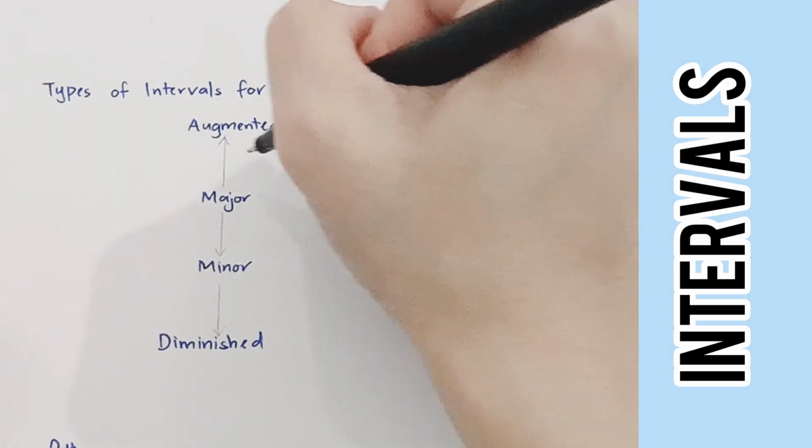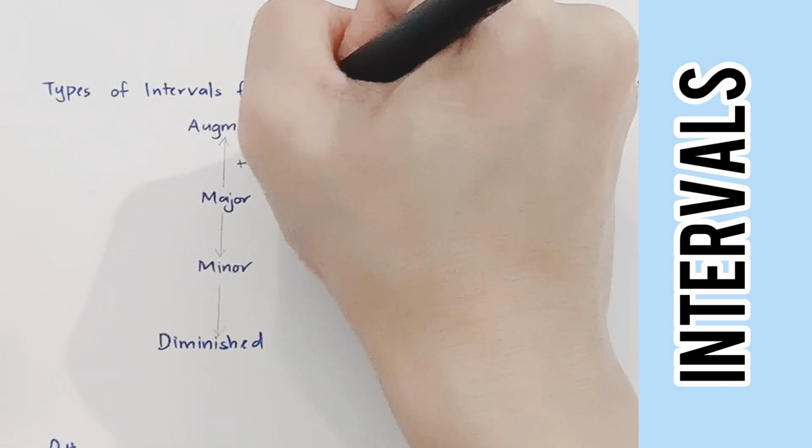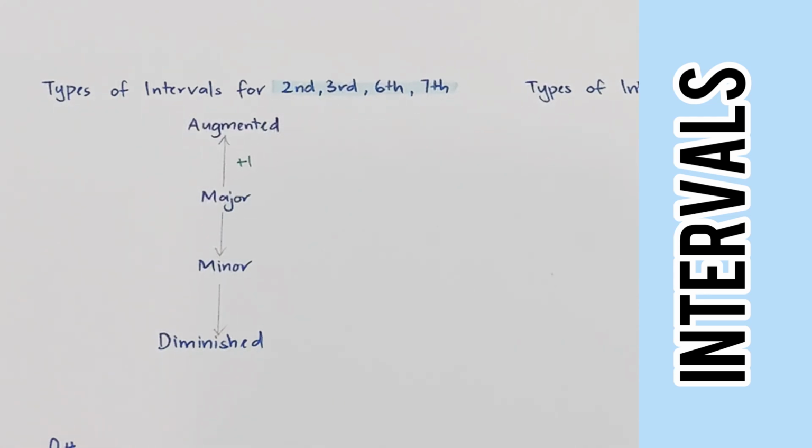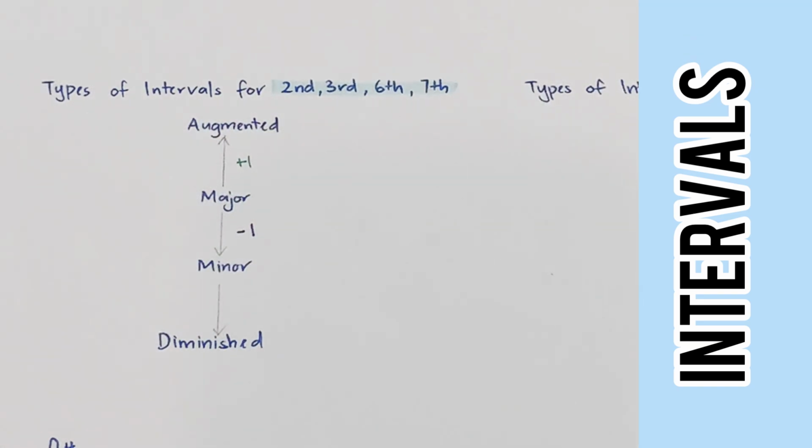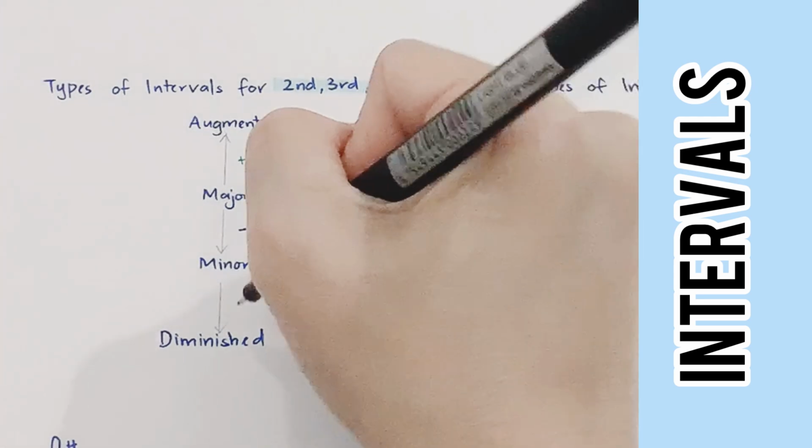If you increase a step from major, it will be augmented. And if you decrease a step from major, it will be minor. And a step from minor, it will be diminished.